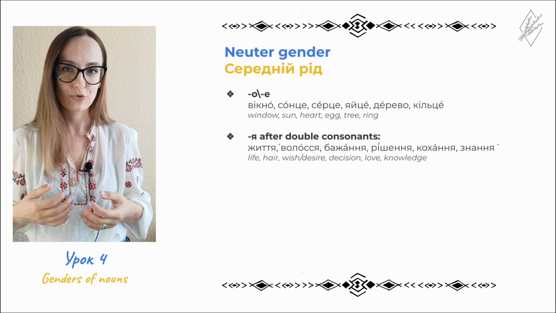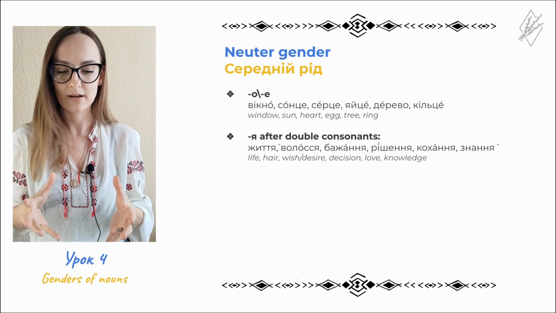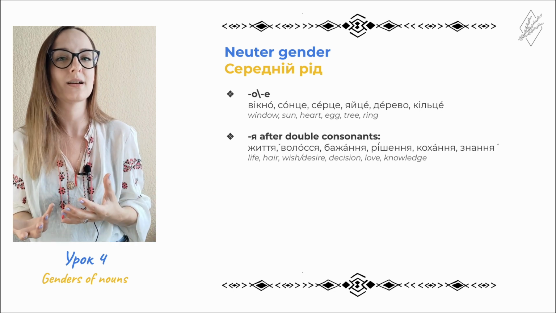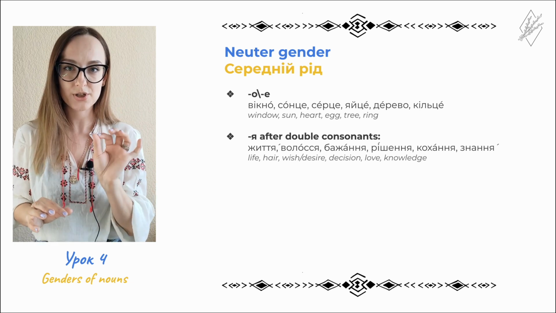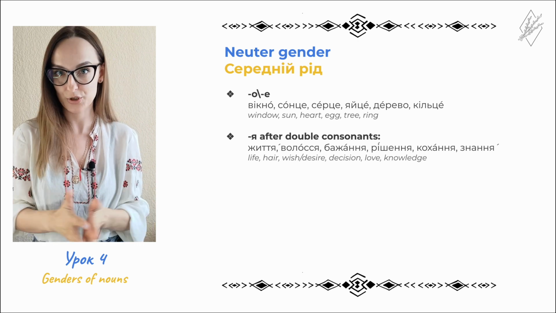Життя, волосся, бажання, рішення, кохання, знання. They all have doubled consonants before ya. If you have such a situation, it will be a neuter word.